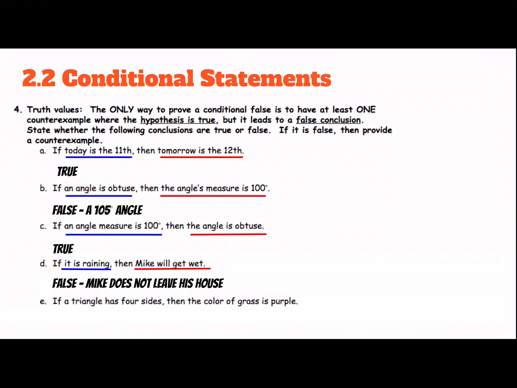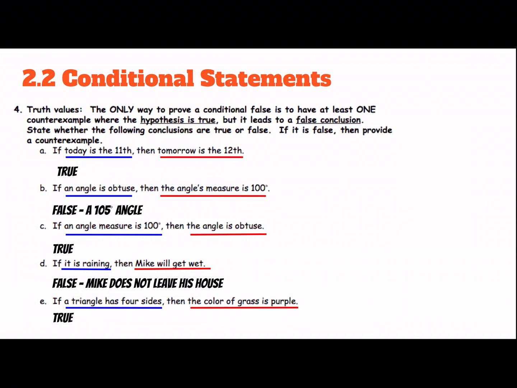And E, if a triangle has four sides, then the color of grass is purple. So true or false? This one's going to be a true statement. And I know this one is going to blow your mind just a little bit about why that's the case. But remember, the only way to prove a conditional false is to have at least one counterexample where the hypothesis is true. And if we stop there, is that hypothesis true? A triangle has four sides. And the answer to that is no, it's not true. So then this has to be a true statement in general, which I know is super confusing.